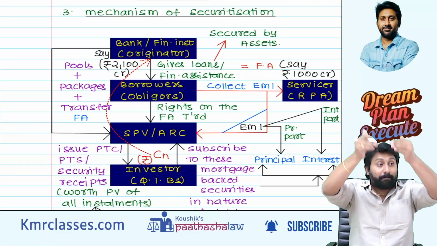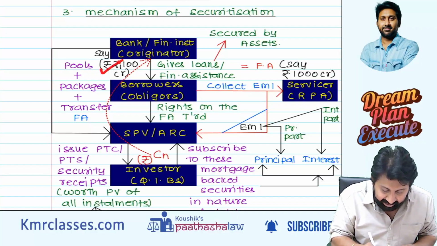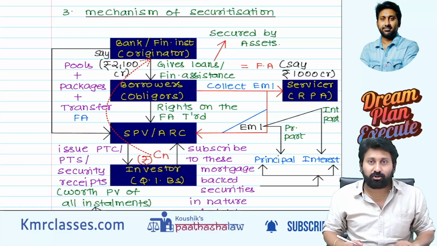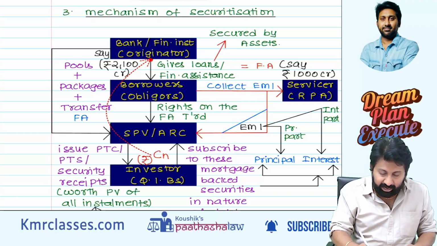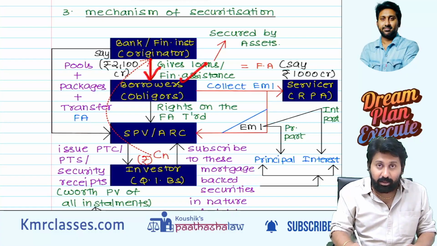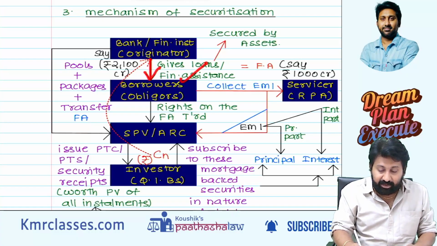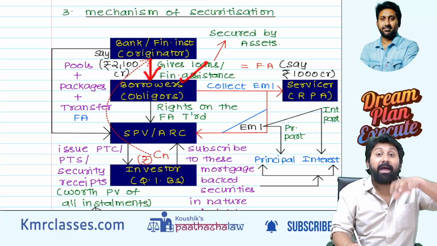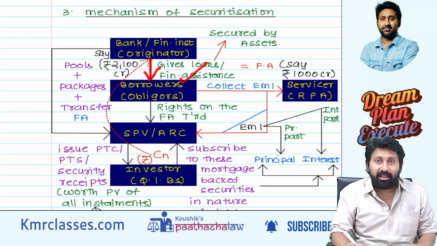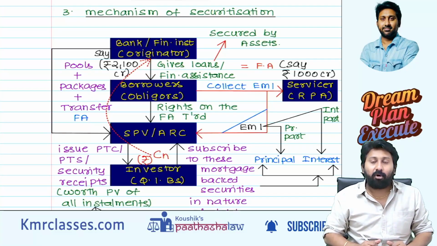For all those, they will calculate the present value. Say it came to 2,100 crore. 2,100 crore it came. See here, the bank gave financial assistance to the borrower. Immediately, the borrower has taken a 1,000 crore loan. The bank loses 1,000 crore liquidity. I want to get my liquidity back. How to get liquidity back?